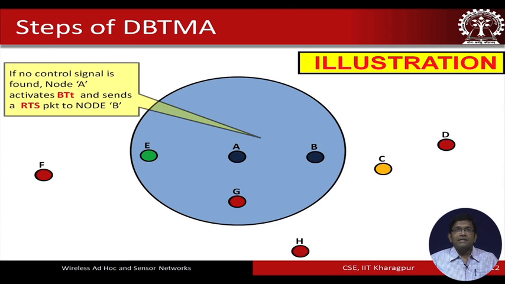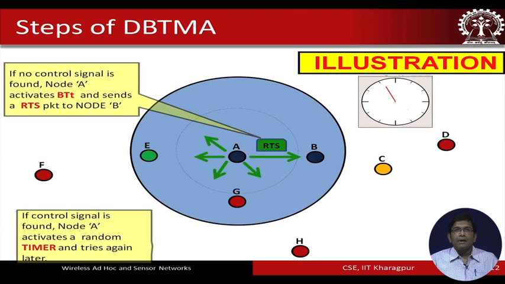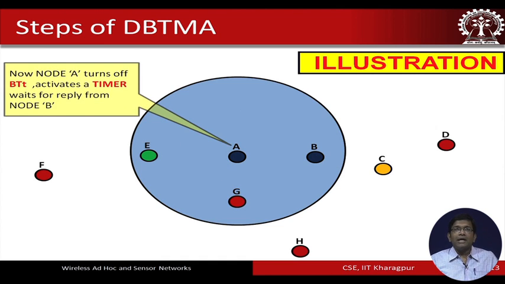Then if no control signal is found, node A activates the BTT and sends an RTS packet to node B, like this. If a control signal is found, node A activates a random timer and tries again later. As you can see, the timer is activated by node A, and then after the timeout it is going to attempt transmission once again. Now, node A turns off the BTT, activates a timer and waits for a reply from node B.